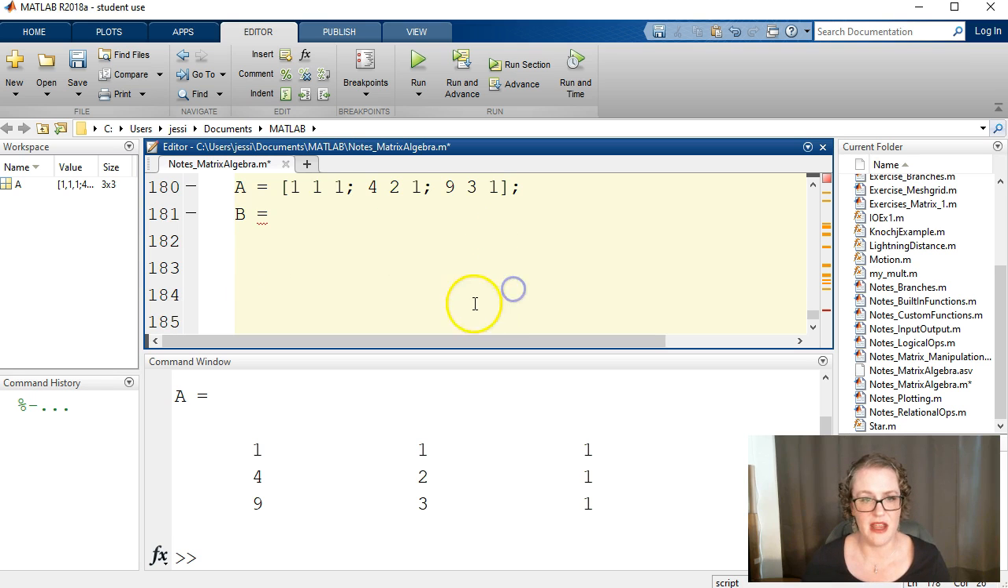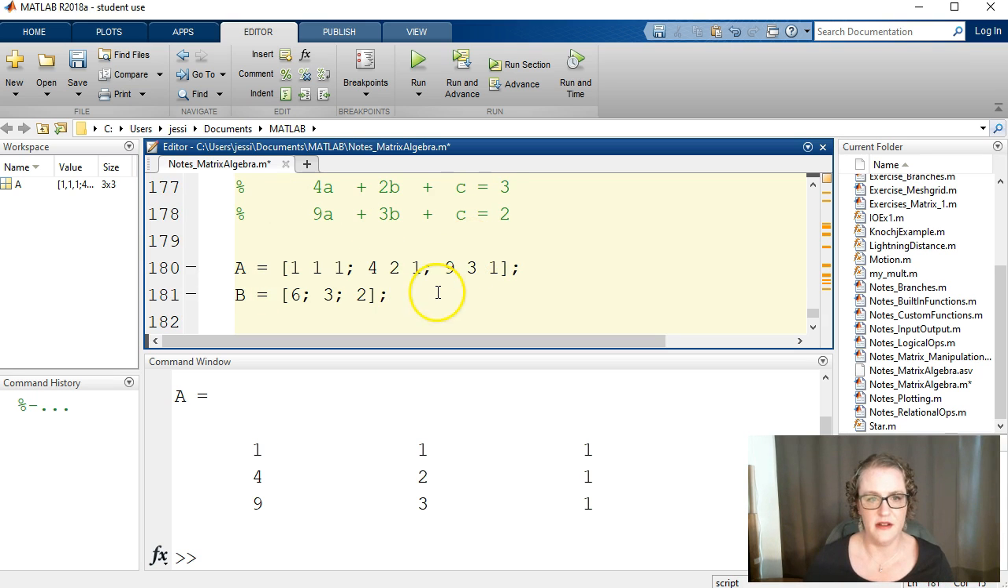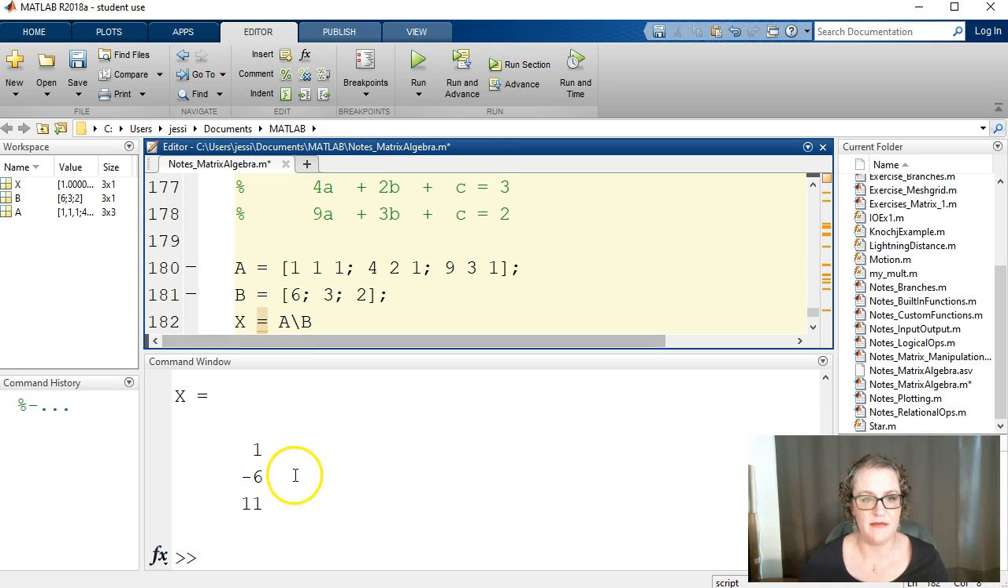So 6, 3, and 2. Don't forget to put those as a column vector. If you put it as a row vector, just transpose it, no big deal. And then we can solve by using our left-hand division, A backslash B. And let's run this and see what we get.